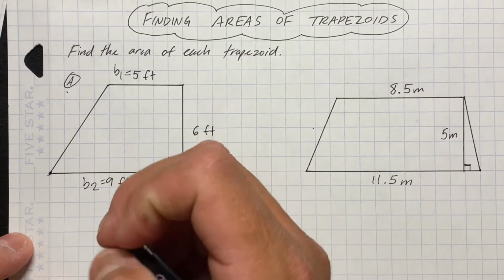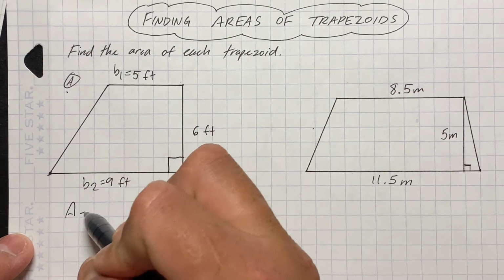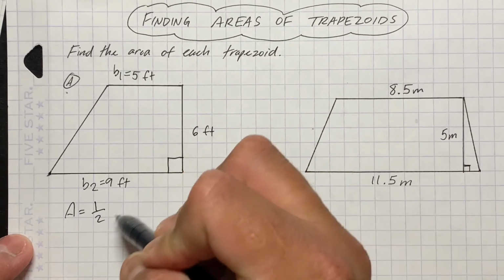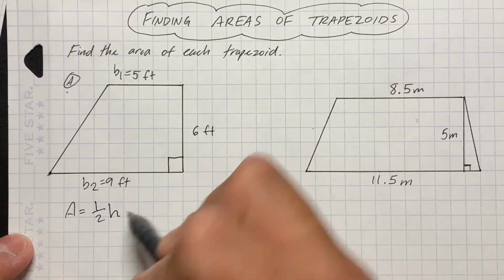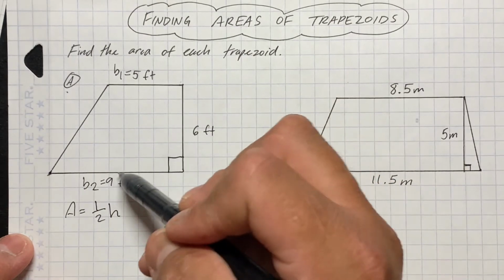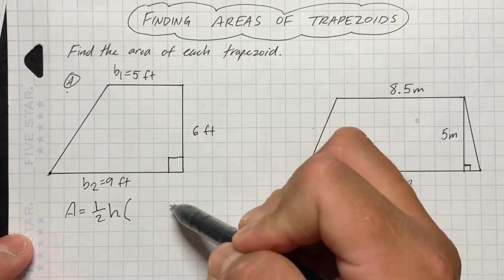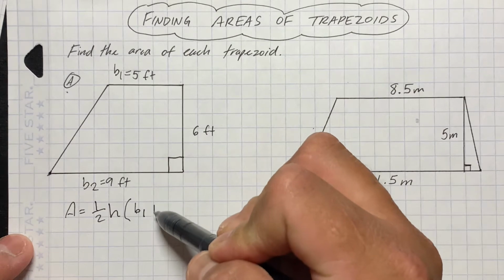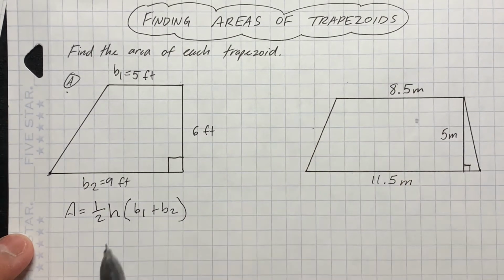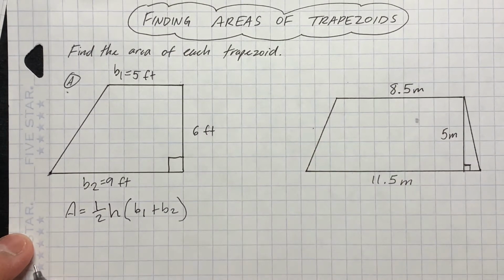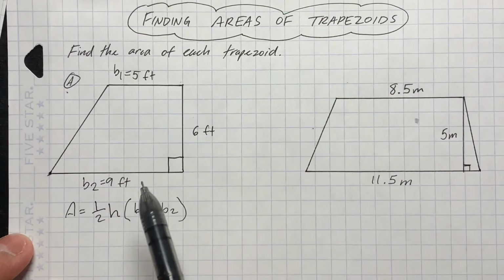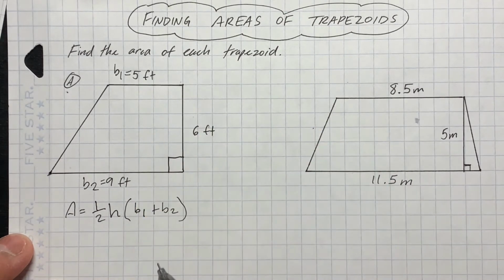So here's what we're going to do. We're going to have area equals half times the height. Okay, so here's the height. But since you have 2 bases, I'm going to put that inside parentheses. Base 1 plus base 2. Now this is the area formula for a trapezoid. Again, the area equals, just like a triangle, half times base times height. So it's exactly the same formula for a triangle. Area equals half times base times height. But you have 2 bases.